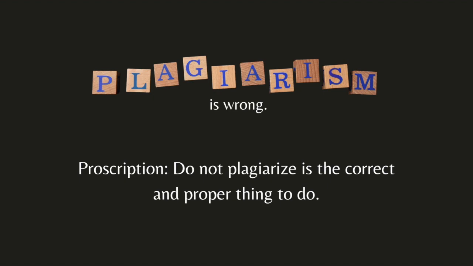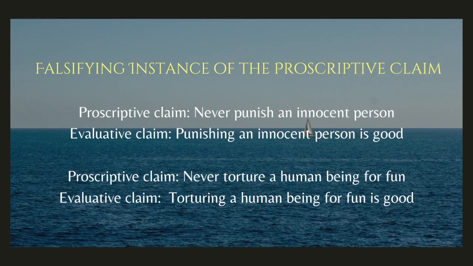Do not plagiarize is the correct and proper thing to do. How do we falsify the prescriptive claim never punish an innocent person and never torture a human being for fun? To falsify these statements, we should say that punishing an innocent person is good and torturing a human being for fun is good. By doing that, we have falsified the claim, but it doesn't end there. In order to falsify a claim, you have to find a strong intersubjective consensus concerning the two evaluative statements to say that you have succeeded in falsifying the two prescriptions.